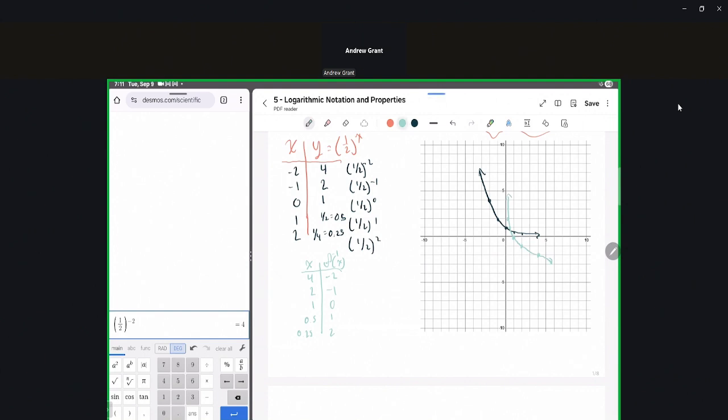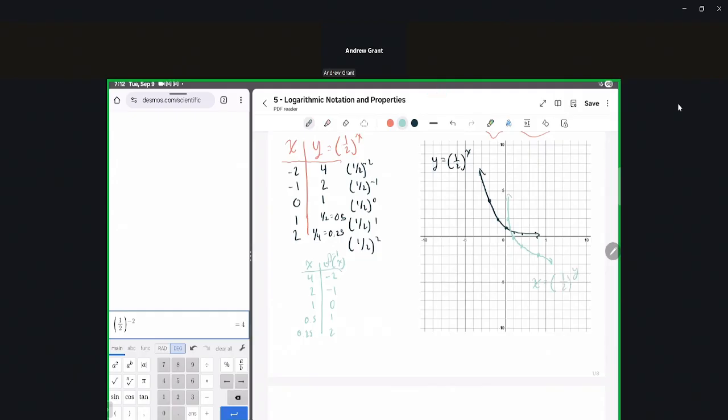So now, the only other thing we want to do is to go ahead and label what these are going to be. So this blue curve, or the dark blue curve, I should say, is y equals (1/2) to the power of x, and this teal curve is going to be the inverse, whose equation is x is equal to (1/2) to the power of y.